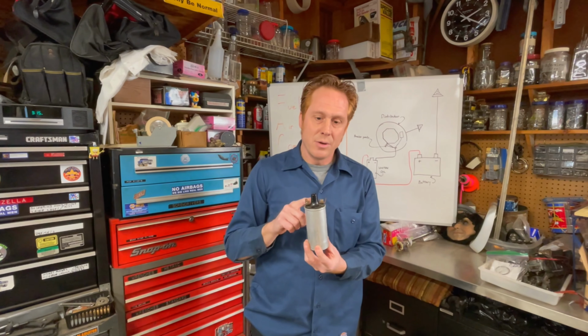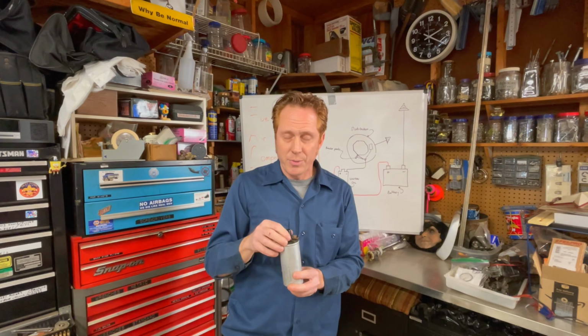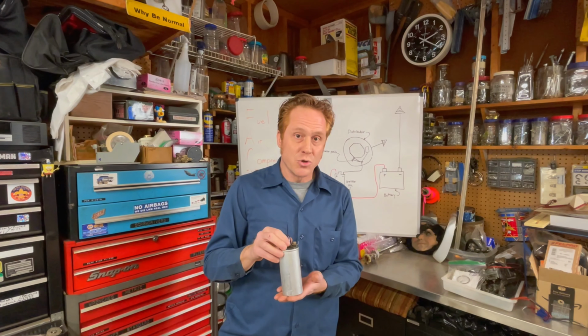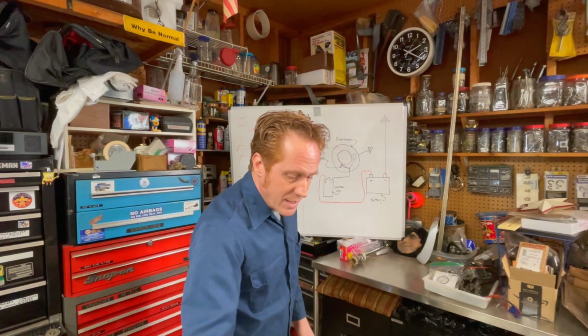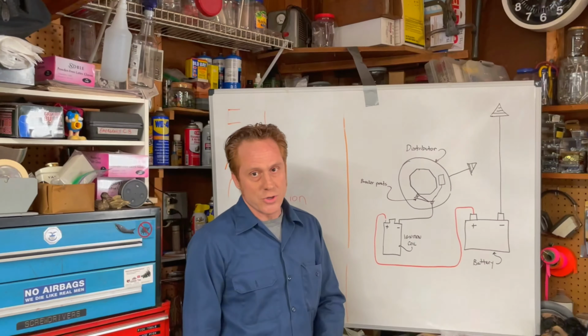This device, which consists of windings immersed in oil to keep it cool, takes 12 volts or 6 volts from a battery and steps it up to 20,000 volts so that it will cause a spark. But we need something to trigger that coil, and that is the breaker points within the distributor.